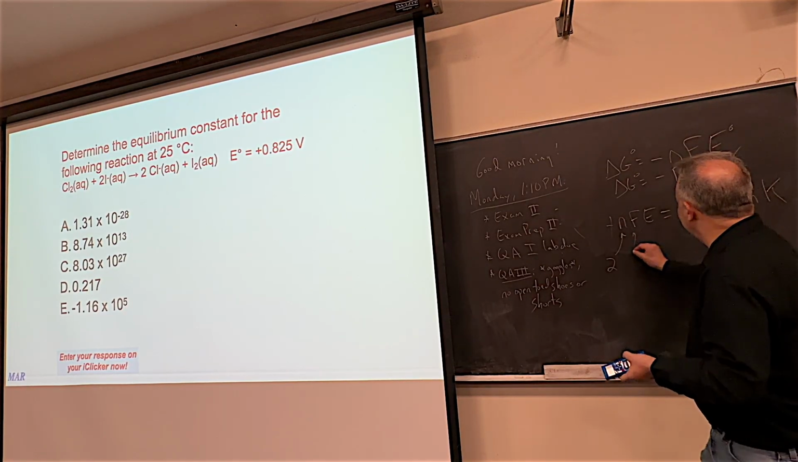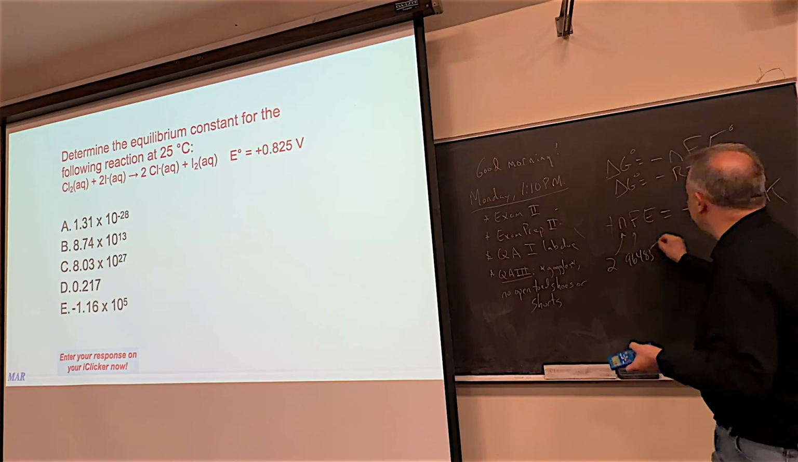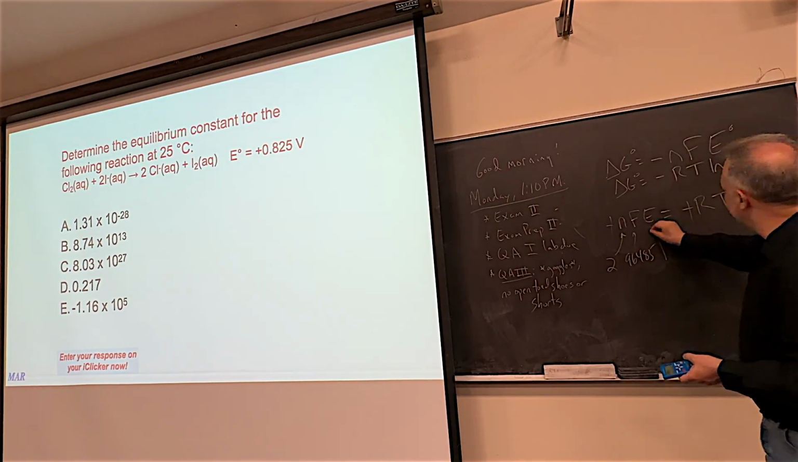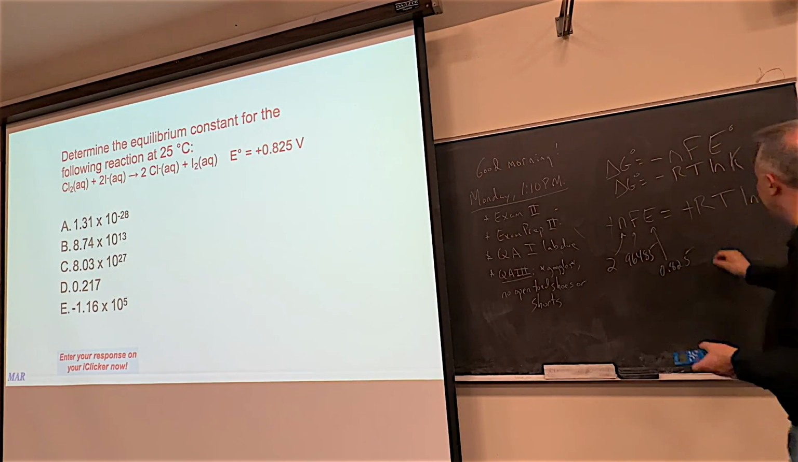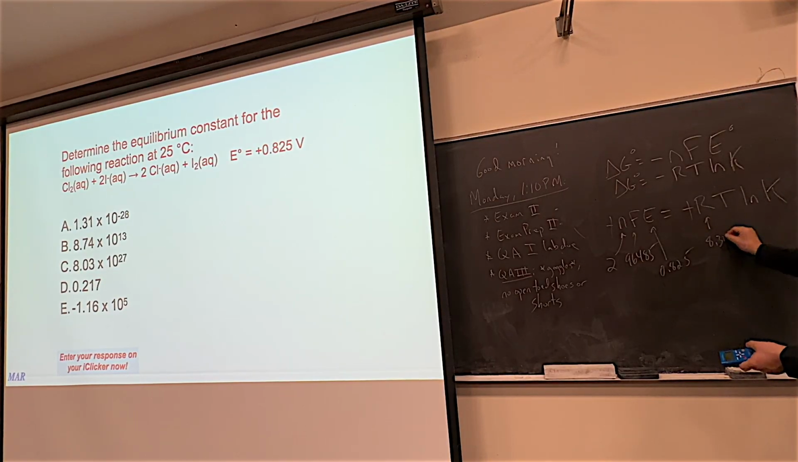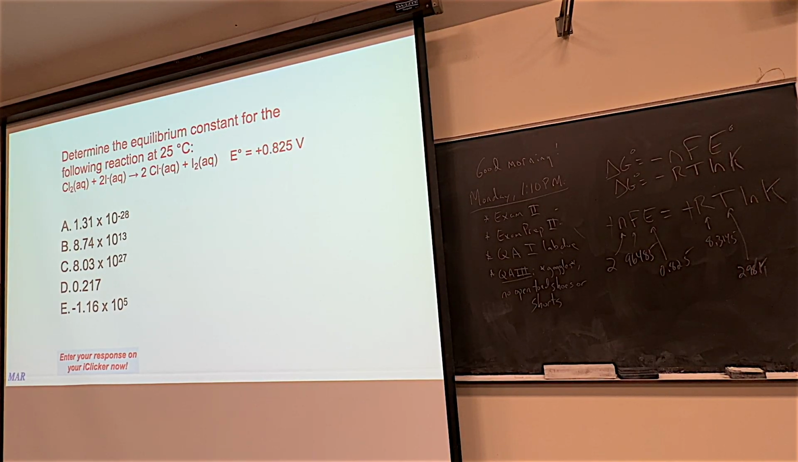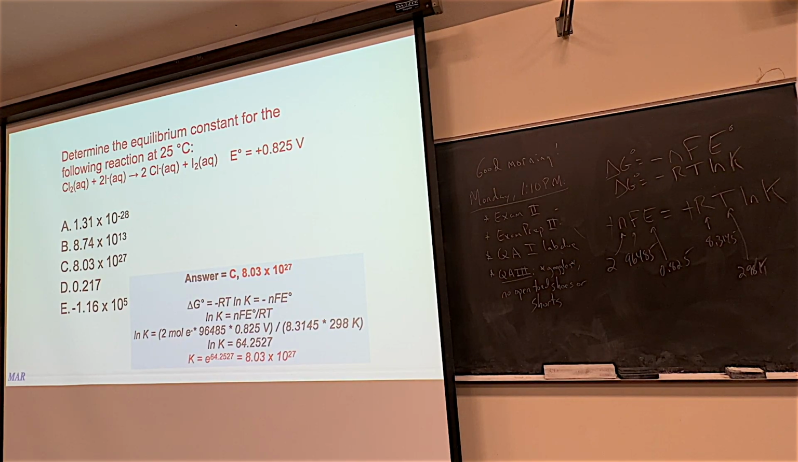And then the Faraday constant, 96,485. The E value is that 0.825. R, 8.3145. Temperature here is 298 Kelvin. So the only thing then you don't know is K. So you would essentially take the anti-natural log, e to the NFE over RT, to solve this beast. Now sometimes the sig figs get crazy, but if you pick the number which is closest, that's fine too. It comes out to be very, very product favored.